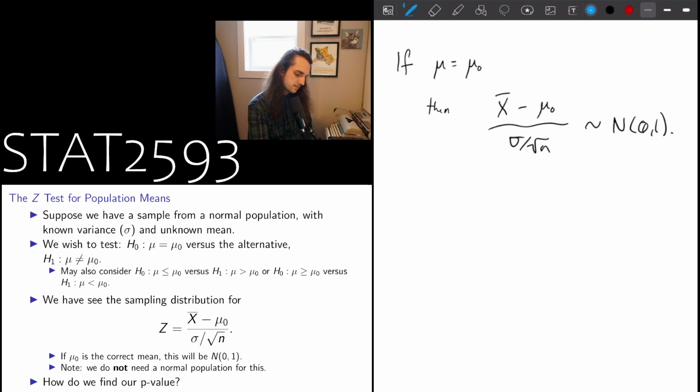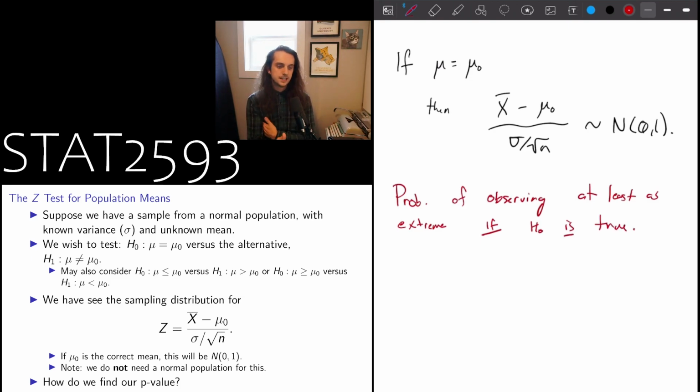And so remember that the p-value that we're looking for is the probability of observing at least as extreme if H naught is true, right? And so the question is, if we observe some value of z, so we take z equals some little z, what's the probability that we observe something which is at least as extreme as that, assuming that H naught is the true mean?